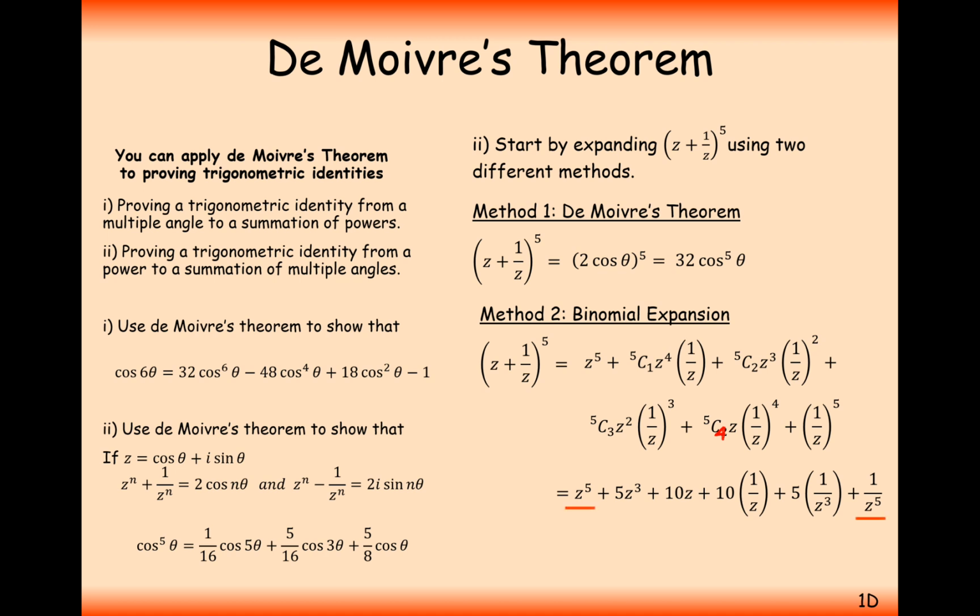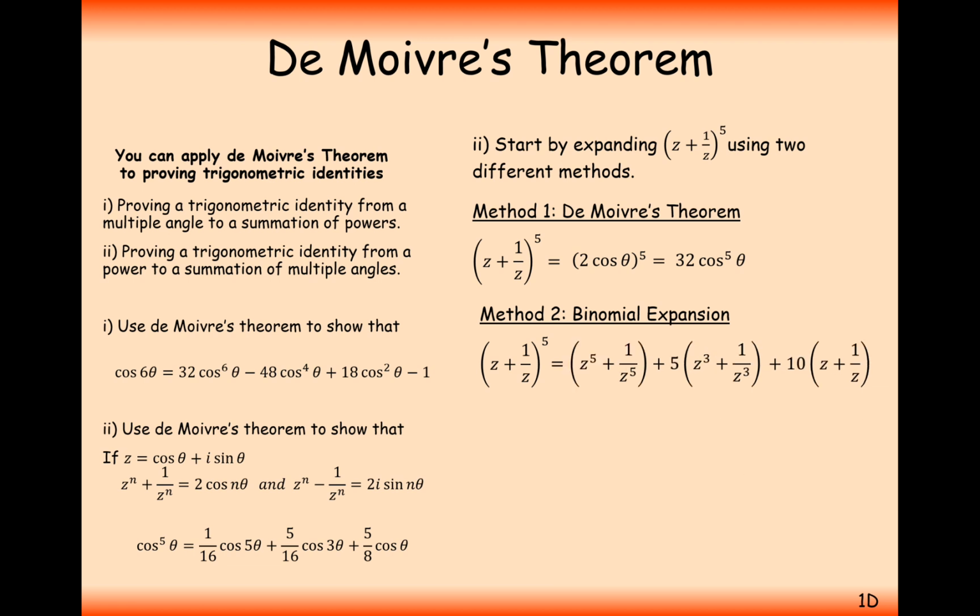Now what I'm going to do next is group together strategically. I'm going to group together this z to the 5 and the 1 over z to the 5 in a bracket. Then I'm going to group together the z cubeds. We've got 1 z cubed and 1 over z cubed. Those two are going to be grouped together, factorising the 5 at the front. And the same for the z's and the 1 over z's with the factor of 10 at the front. I'm going to simplify it to this expression here.